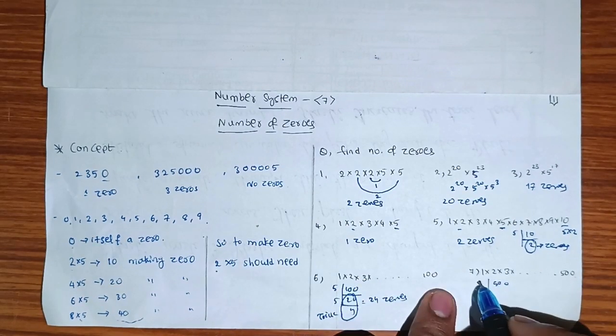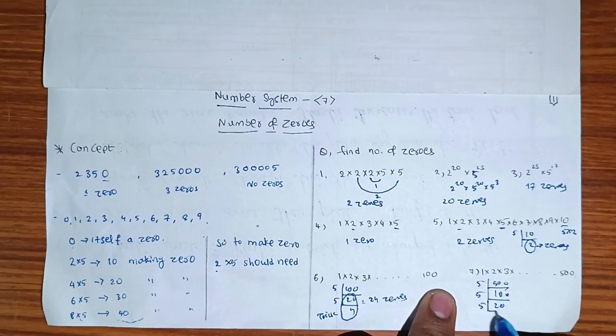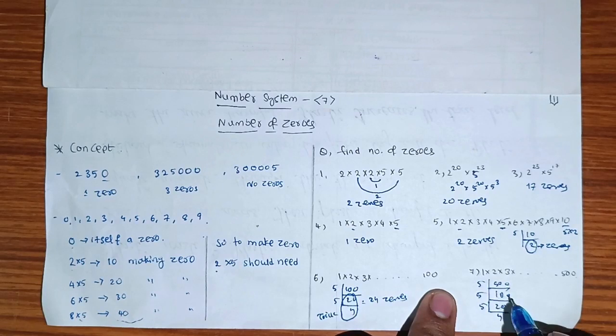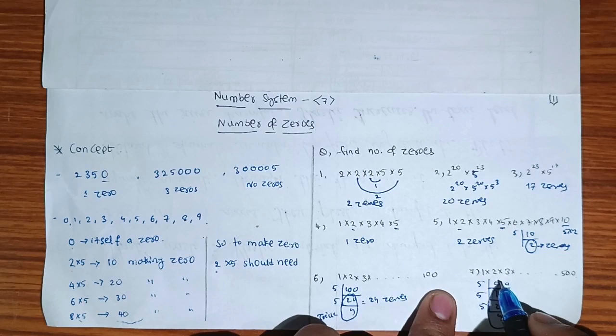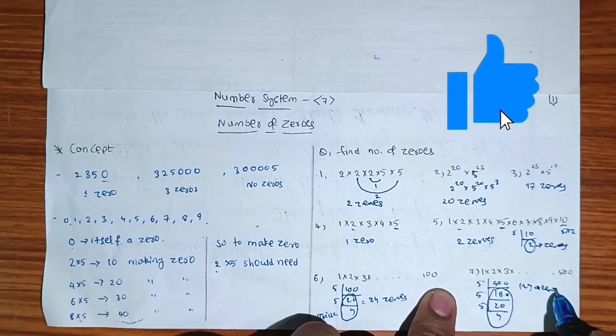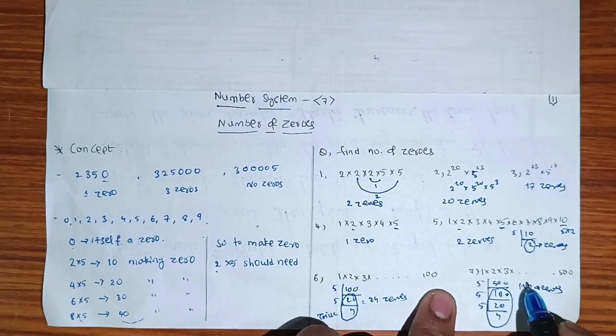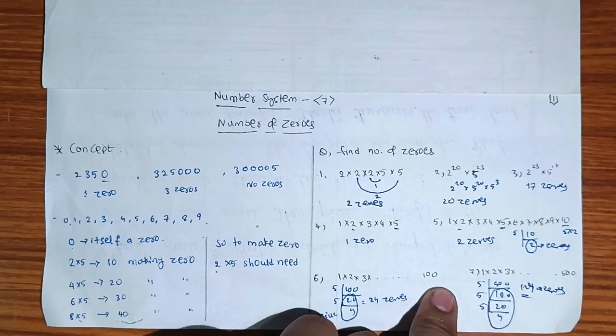You need to divide by 5, so 500 by 5 is 100. Again you need to divide by 5, it is 20. Again you need to divide by 5, then it is 4. You need to add all the below values by leaving the top one, and if you add, you will get 124 as the number of zeros. So 124 zeros are there in this question.